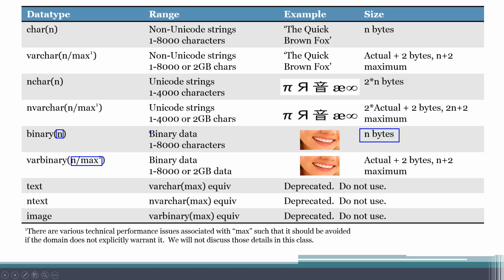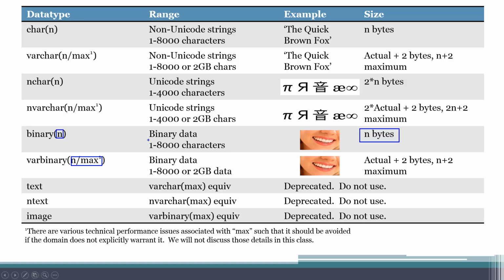This data type is going to store binary data. The example that I have here is an image, a little small image of someone smiling, a little bit of teeth. So perhaps the type of information you might store in a binary data type would be a JPEG or a thumbnail or a PDF file or a Word document. Any kind of a binary file or binary data can fit into a binary data type.